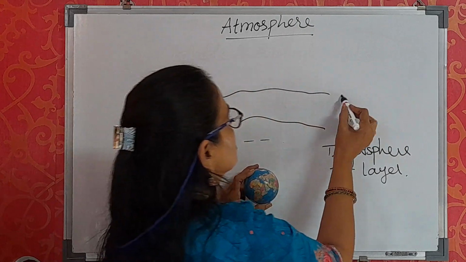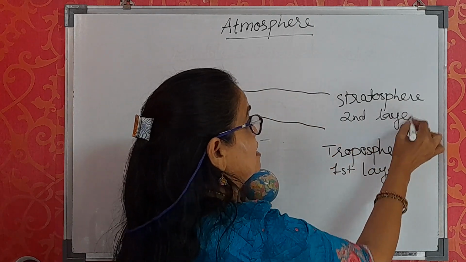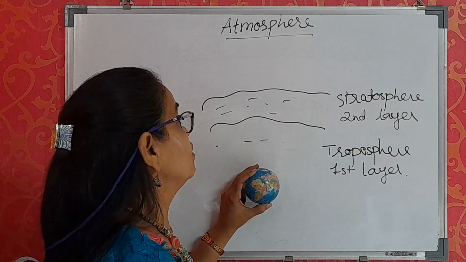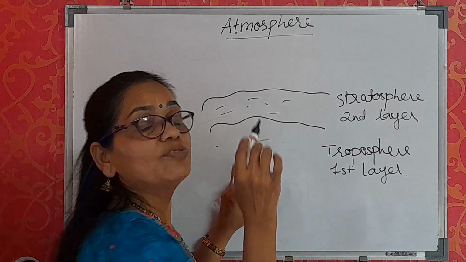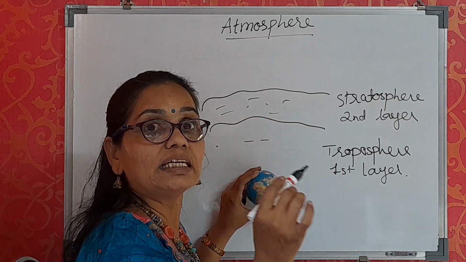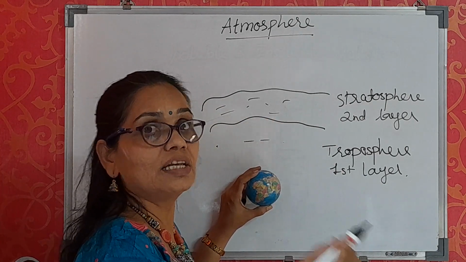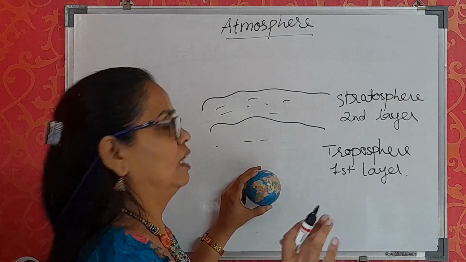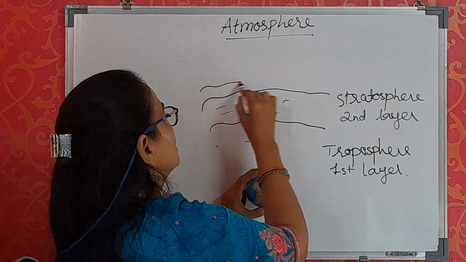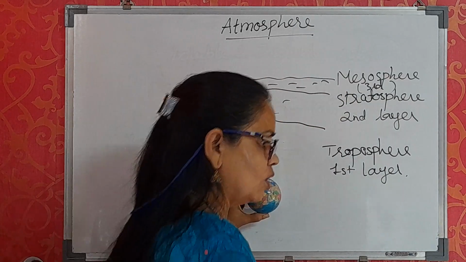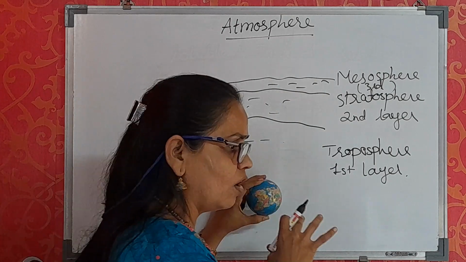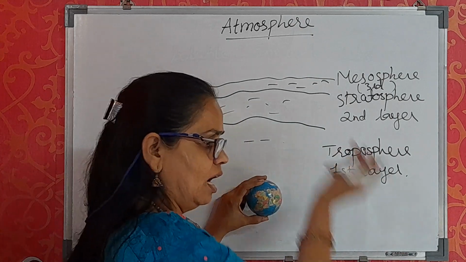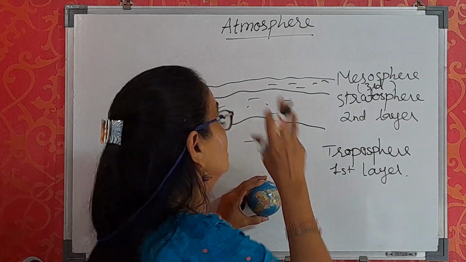What is it? Stratosphere. In this layer, all aircraft fly. Why? Because this layer is very important as it contains ozone gas which absorbs the ultraviolet rays of the sun. Now the third layer is the mesosphere. This layer prevents small rocks called meteorites from reaching the earth's surface by burning them.